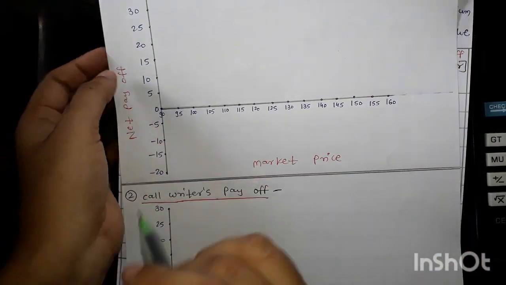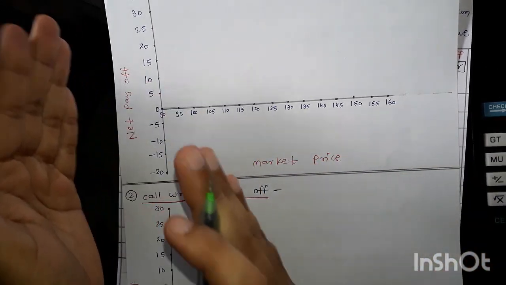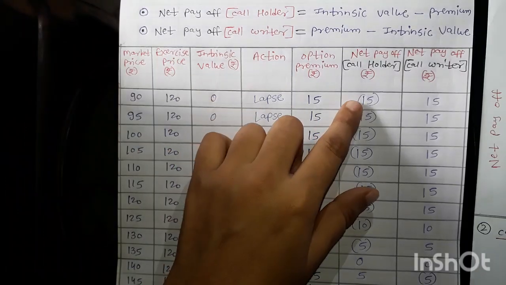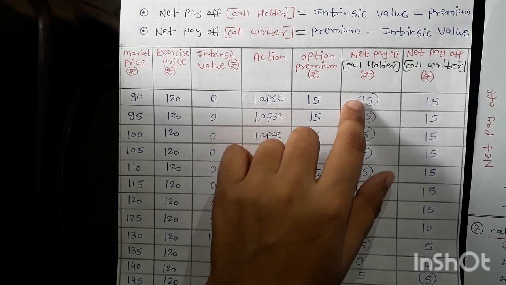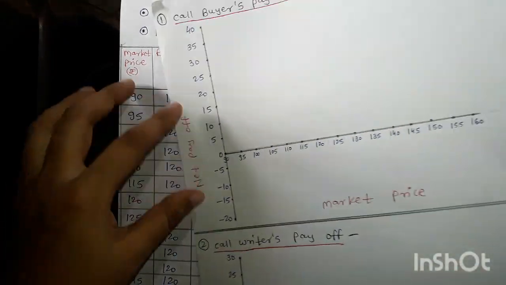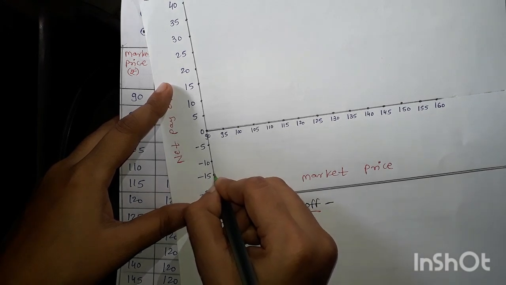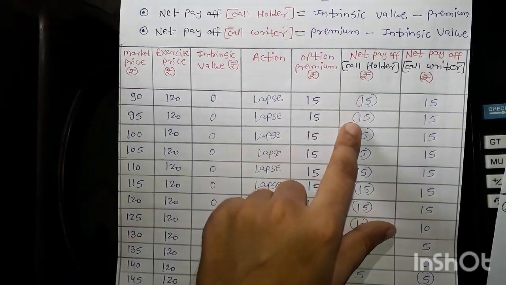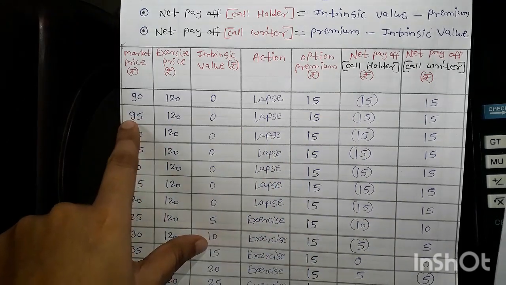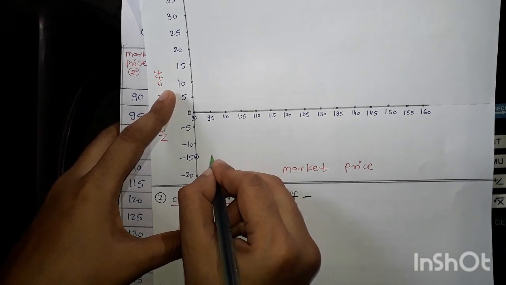Now we will point out the net payoff points. First of all, minus 15. So the first point is minus 15, and the market price is 90. See, the market price is 90 and my net payoff is here. I am going to mark it like this. After that, again minus 15, but my market price is 95. So market price is 95 and here I am going to point it out.